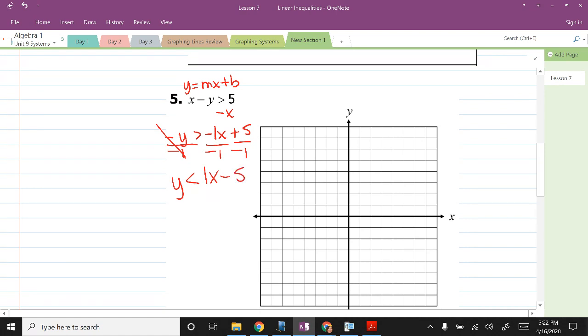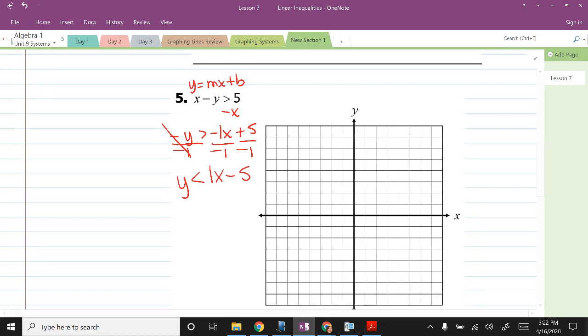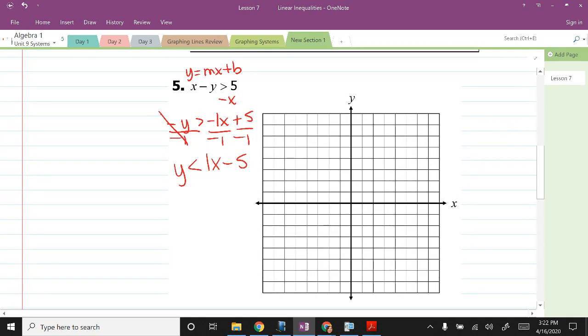All right, so now it's in slope-intercept form. My y-intercept is at negative 5, so I go to negative 5 on the y-axis. 1, 2, 3, 4, 5. Okay, my slope is 1, so I'll put it over 1 and get 1 over 1. So I go up 1, to the right 1, and you can do that more than one time like we did last week if you want to keep your line straight.